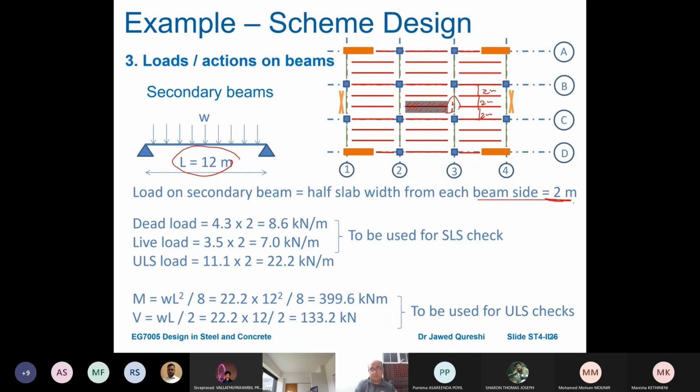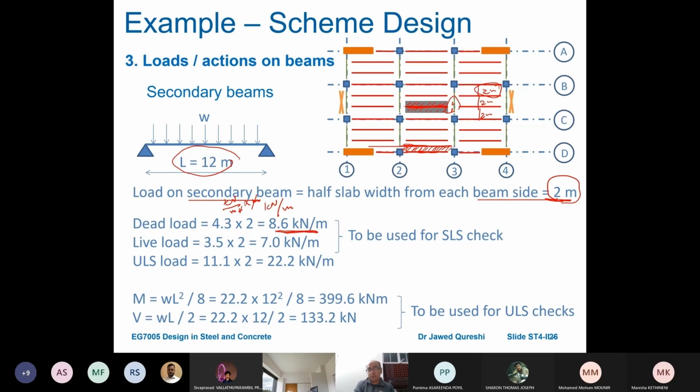So load on secondary beam will be equal to half width from each side multiplied with the load. 4.3 times 2. Now this will give me load in kilonewton per meter because load is distributed from the slab to the beam. And same is the case with the live load. I will multiply it with 2.